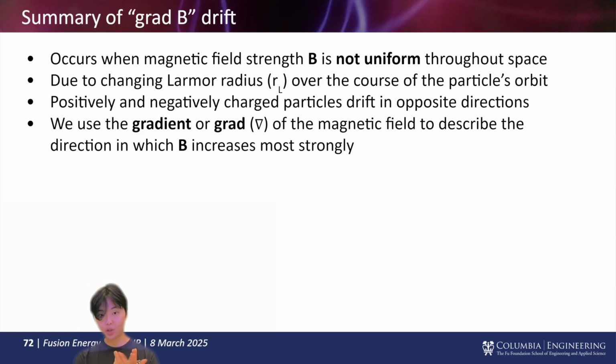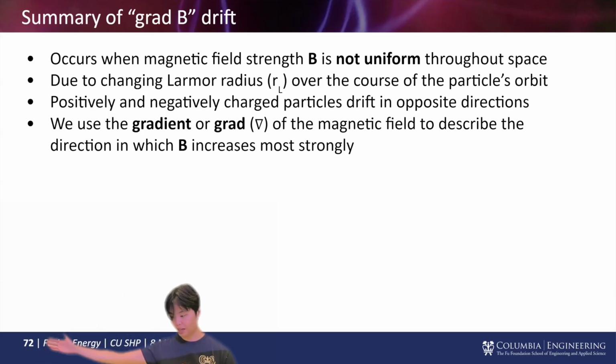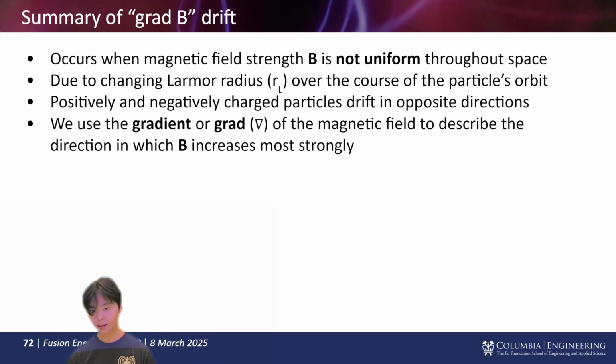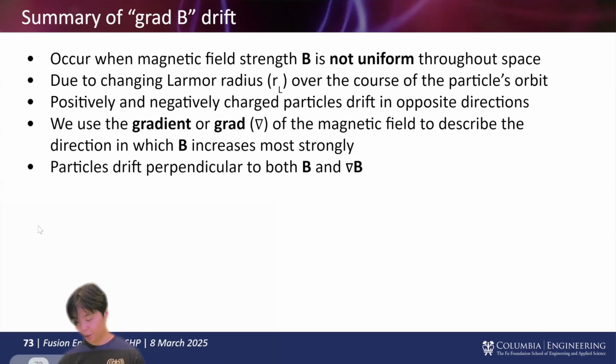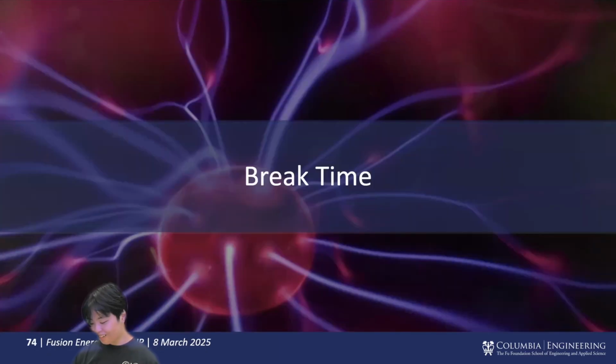We use the gradient, or grad operator, of the magnetic field to describe the direction in which B increases more strongly. Meaning if I had weaker magnetic field lines over here and stronger magnetic field lines over here, my grad B direction would point in that direction. Hope that was helpful. Particles drift perpendicular both to B and grad B. That makes sense based on the illustration I showed. So now we've discussed just a basic drift.